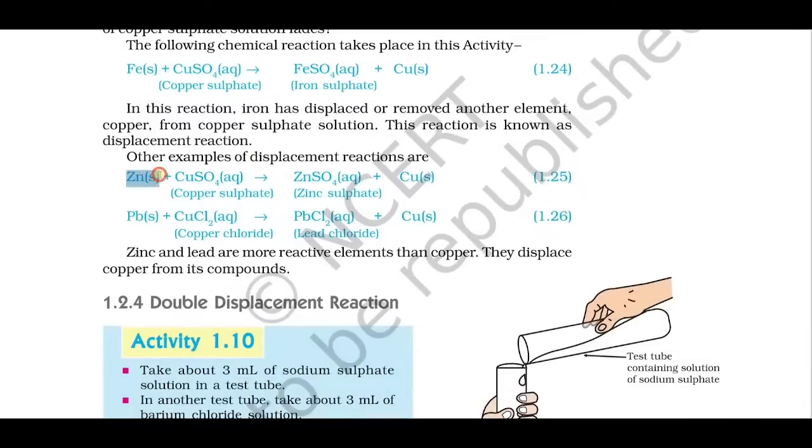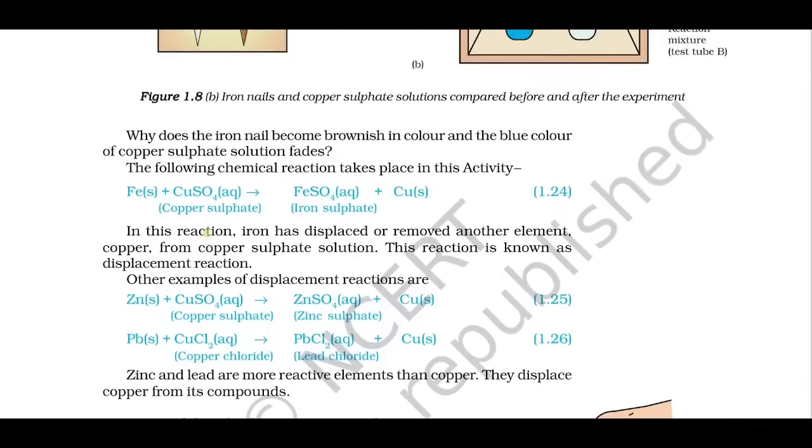In the same way, you have zinc plus copper sulfate solution. Copper is displaced by zinc because zinc is more reactive than copper. Lead plus CuCl2, copper chloride, gives what? Lead chloride, because lead is more reactive than copper. So in the examination you can expect four chemical reactions to be given, where you should identify the incorrect chemical reactions or equations. Okay.